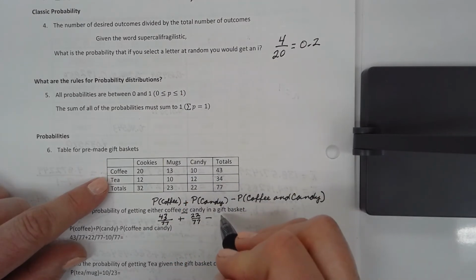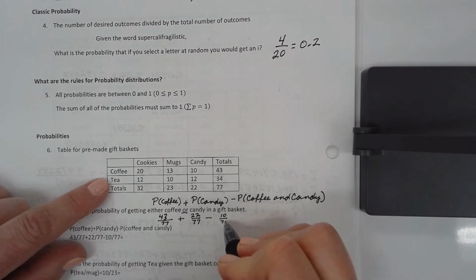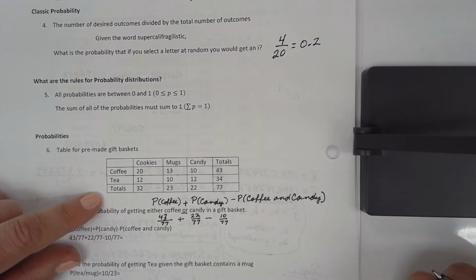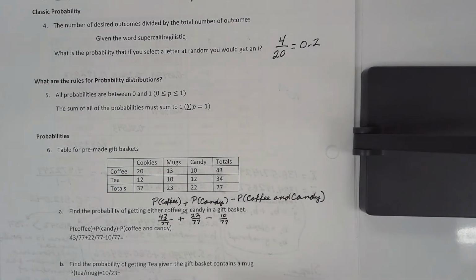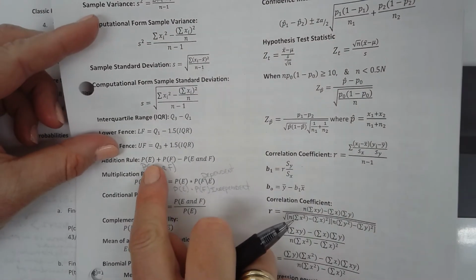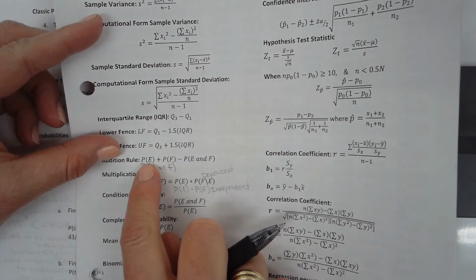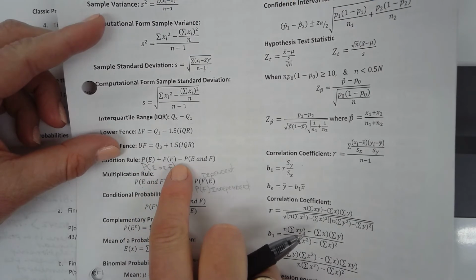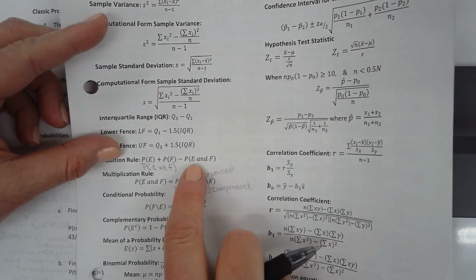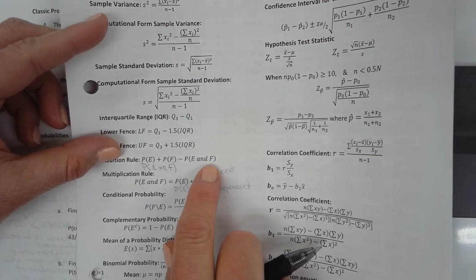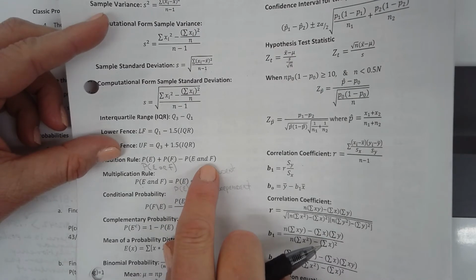10 out of 77. So if they're not disjoint, you're going to subtract? Yes, that's correct. If they are disjoint, then that equals 0. Okay? So if you look at your formula sheet, here's the addition rule. Okay? Probability of E plus the probability of F minus the probability of E and F. So if they're disjoint, that probability of E and F is going to be 0. Okay?